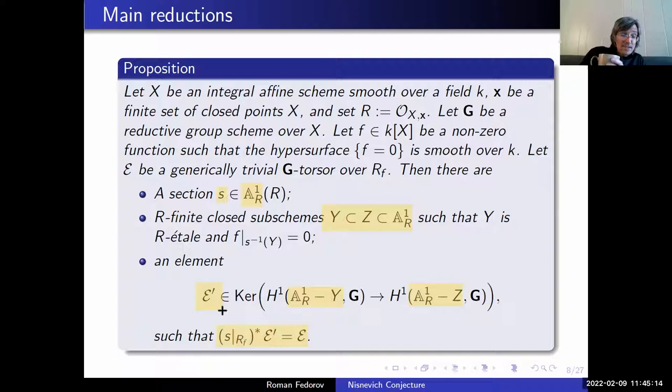The proof of this proposition is pretty standard. It goes exactly the same strategy as the proof of the Grothendieck–Serre conjecture. And probably I will not talk about it unless there is any strong request.